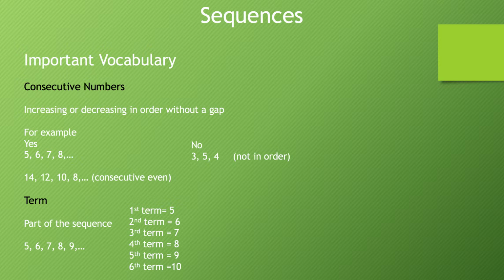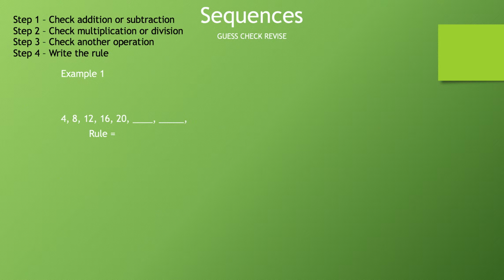Let's do a couple of examples, and you can do your own turn after that. If you follow these steps, you're more likely to get it correct. First step, check addition or subtraction. Step 2, check multiplication or division. Step 3, check another operation, whether it's power numbers or squared or cube or anything to that effect. And then step 4, write the rule.